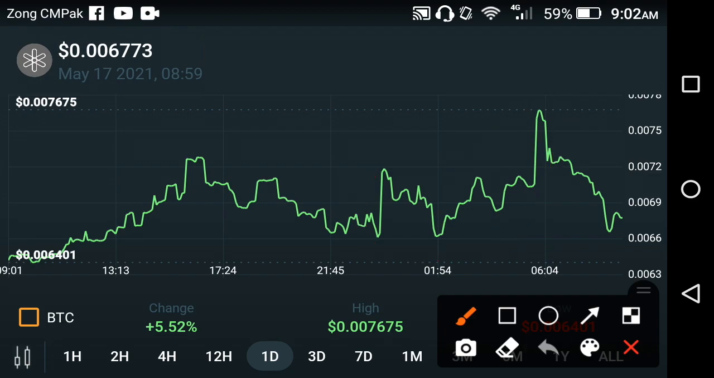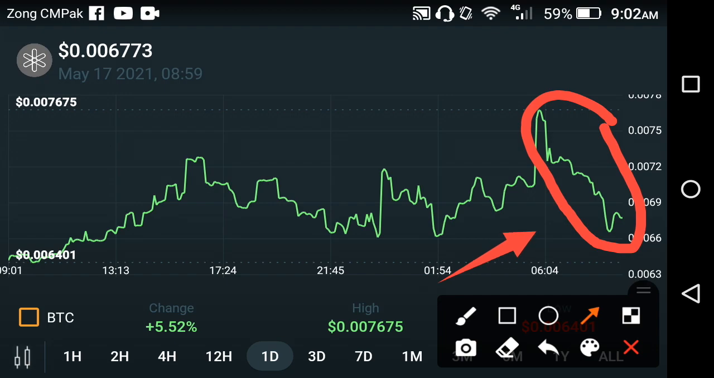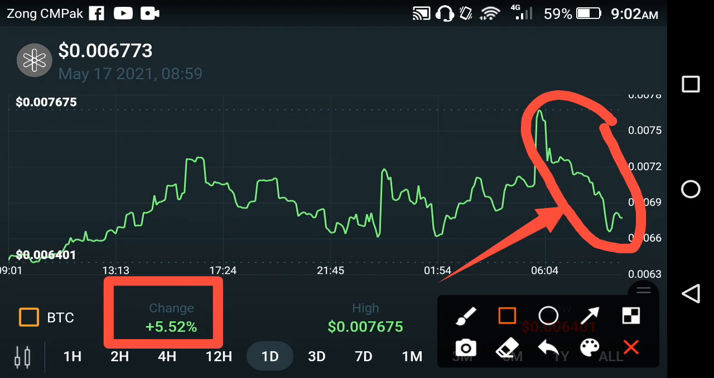But unfortunately, if you look at the previous last few hours charts, as you can see here, they again started dumping. So I hope that's a temporary phase of the Dent coin, and very soon they again start jumping. Anyways, if you look at the last 24-hour price change in the Dent coin, it is a positive 5.52% change, and the highest price is 0.007675 USD, friends.